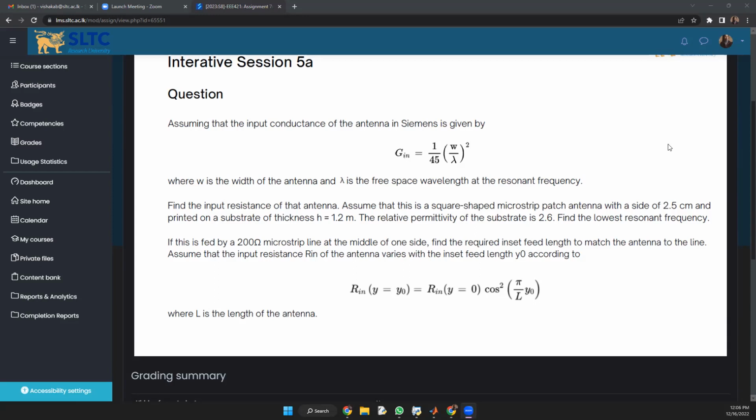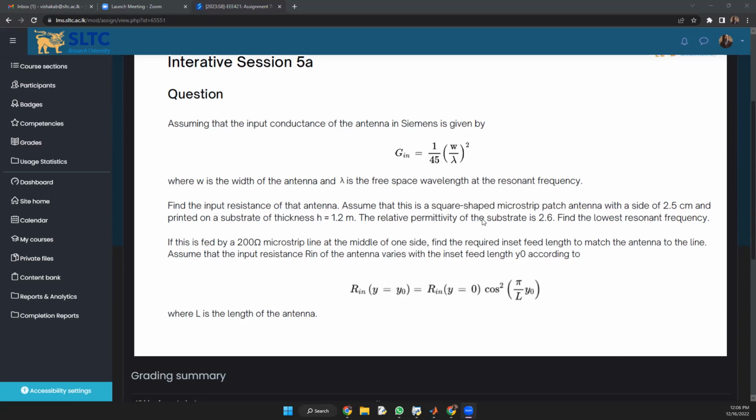So the W value you can take as 2.5 centimeters, because in this question we are considering a case where we have a square shaped antenna. So the sides are equal. So length and width are equal. So we can take W as 2.5 centimeters.